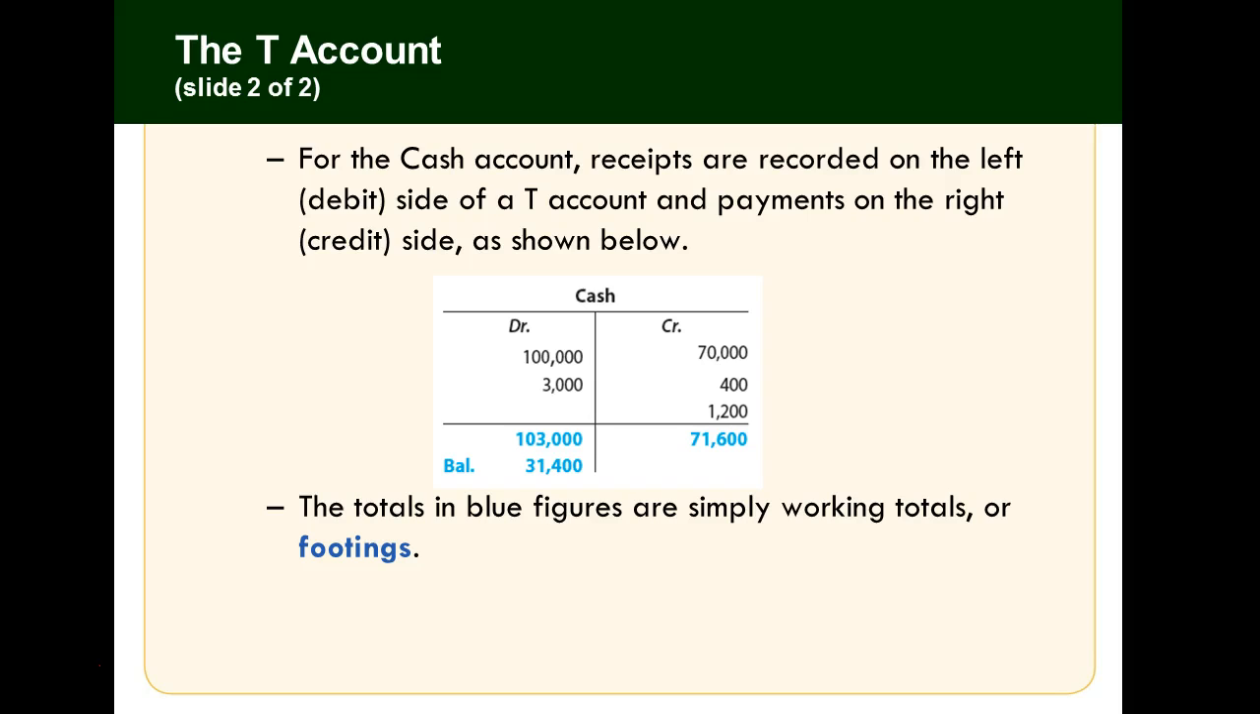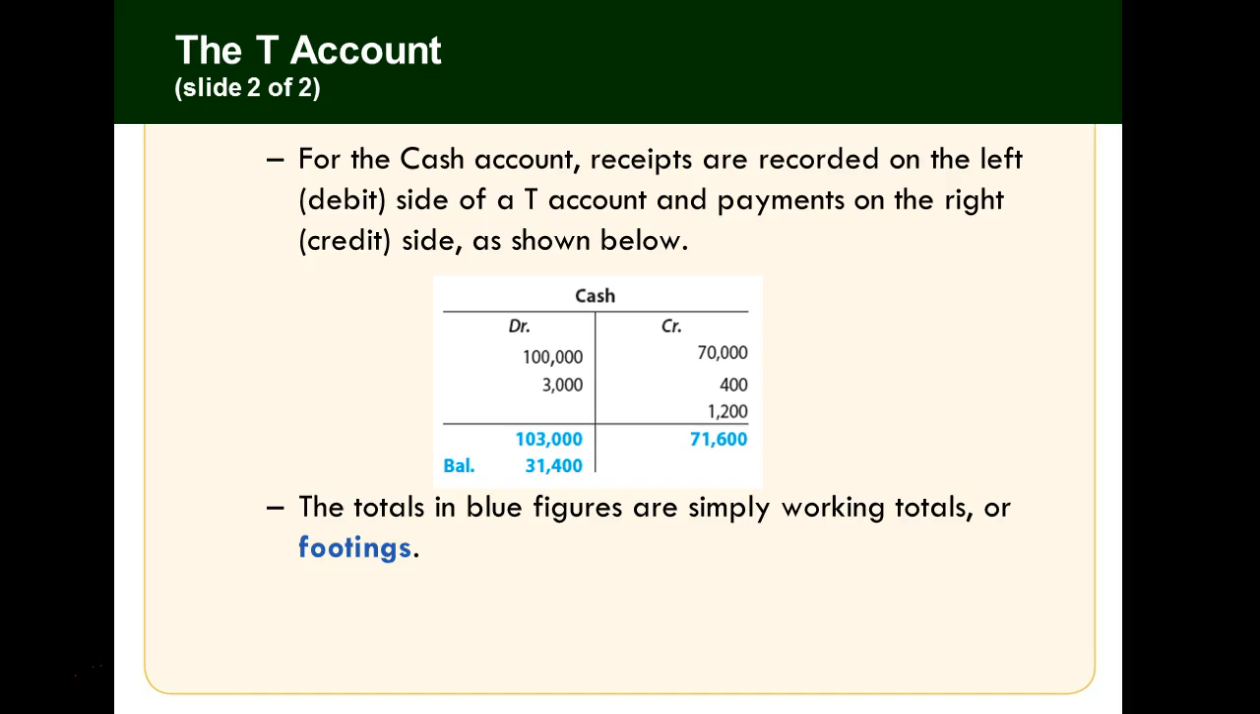If you look here on this specific account for cash, you see some numbers on the debit side and some numbers on the credit side. Do you see how they totaled all the numbers on the debit side and then totaled all the numbers on the credit side? And they come up with the balance. The balance is on the debit side. A debit of $31,400. That balance of $31,400 on the debit side just means that the normal balance for a cash account is a debit. Does that make sense?